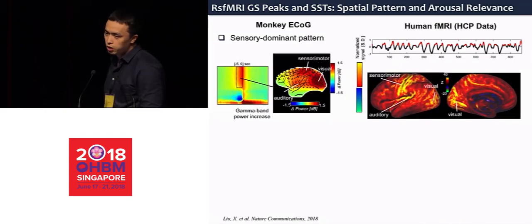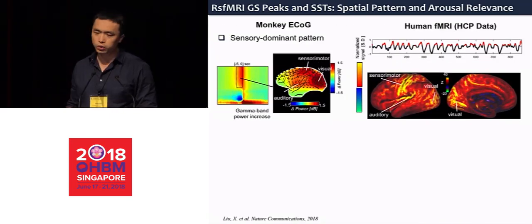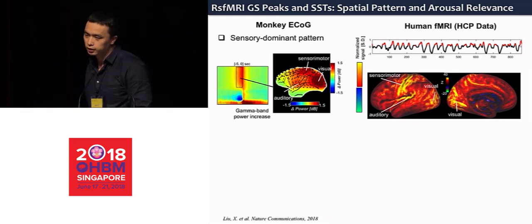We further confirmed their correspondence in 2 different ways. First, we checked their spatial pattern. The gamma band power increase in the SST actually shows a sensory-dominant pattern. If we do the same thing for the fMRI data, getting the global co-activation pattern of those time points showing a big global signal, we actually see a very similar spatial pattern.